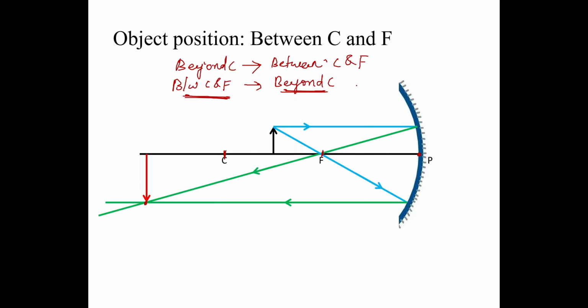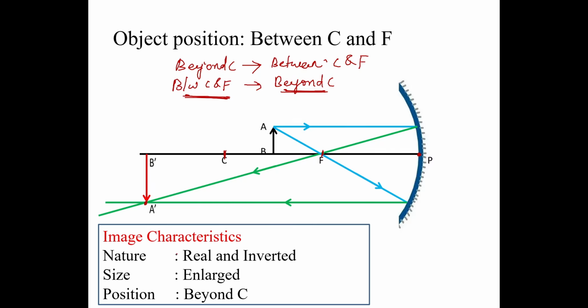Now let's write the image characteristics. What is the nature? As usual, real and inverted, because the reflected rays are meeting in front of the mirror. Now compare the size of the image and the object. You can see the image size is bigger than the object size. So we use the scientific term enlarged, or you can write magnified. Now position of the image. Image is formed beyond C.